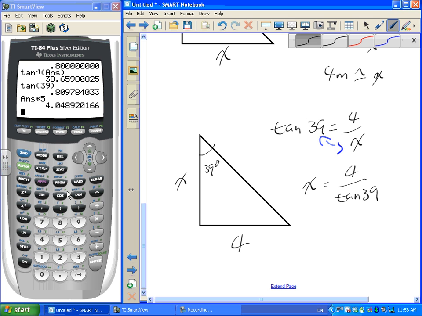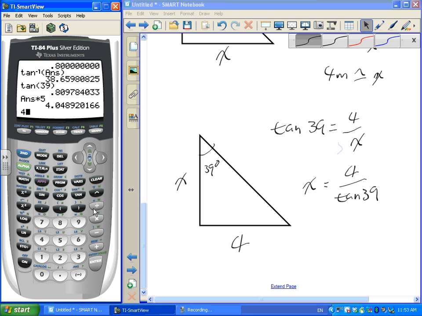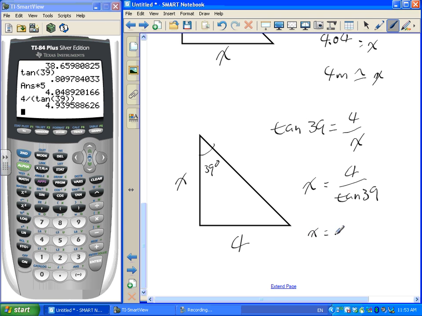So this time, I'm going to go 4 divided by, and I'm going to put in brackets so my calculator knows to do tangent 39 first. 4.93. I'm looking at approximately 5 meters. Exactly, again, what we had above. That's everything to do with tangent.